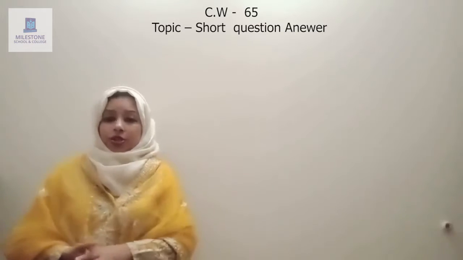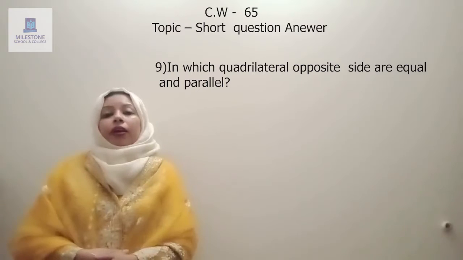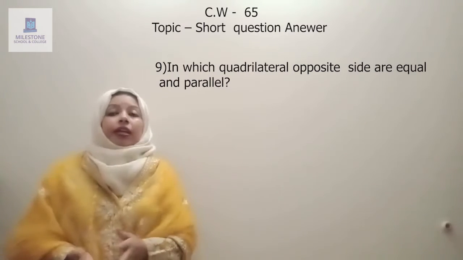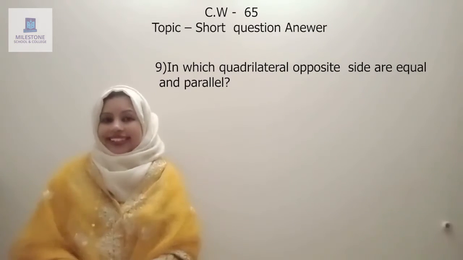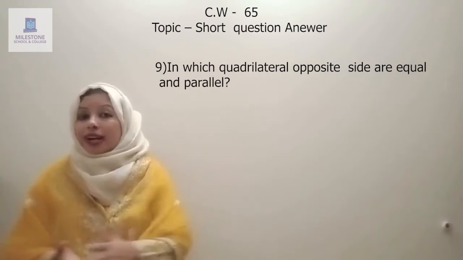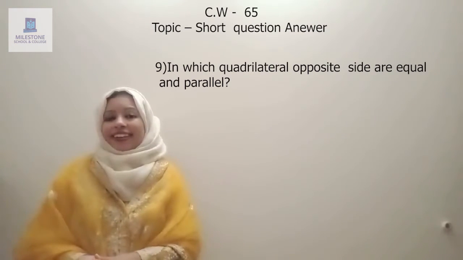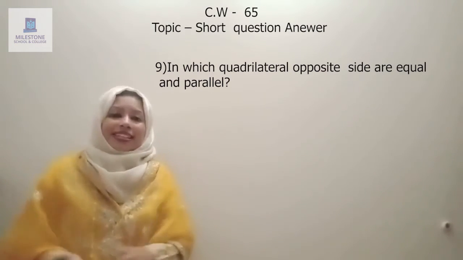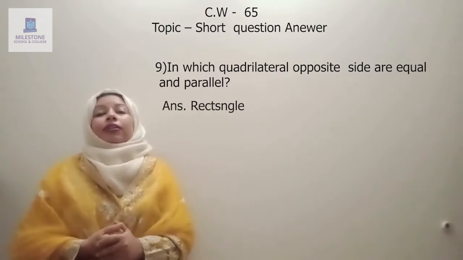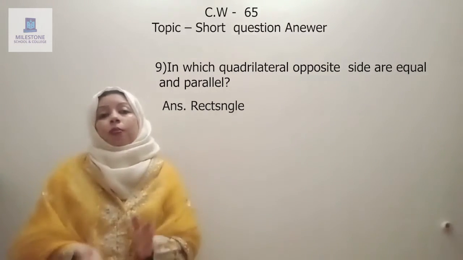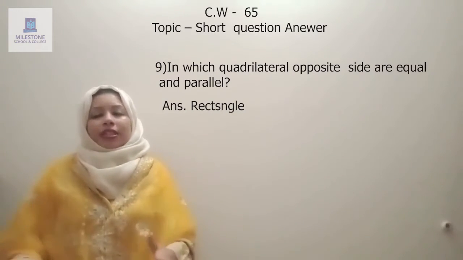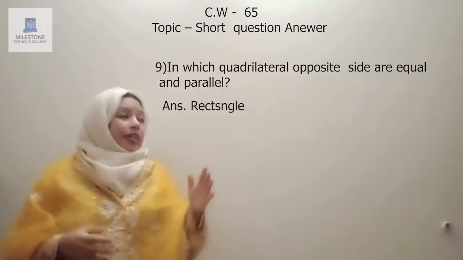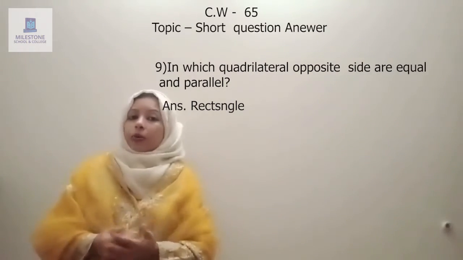So, now the next question is question number 9. The question number 9 is, in which quadrilateral are opposite sides equal and parallel? So, the answer will be what? Square? No. What will be the answer? Yes, we know the quadrilateral which has opposite sides equal, that is rectangle. We know this very well, that the opposite sides of a rectangle are always equal and parallel.